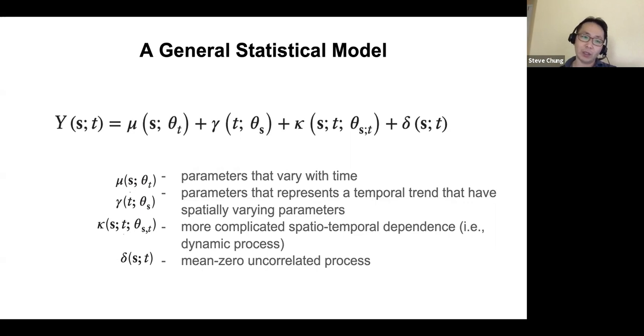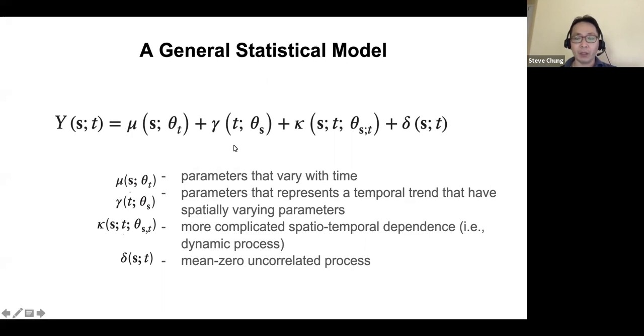So when you look at this left-hand side, y of S and T, these are the measurements. So this could be like PM 2.5, black carbon, and the measurement that we take. And then the right-hand side, I have four components. The first component mu would be the parameters that vary with time. So we're looking at something like a temperature measured with respect to time.